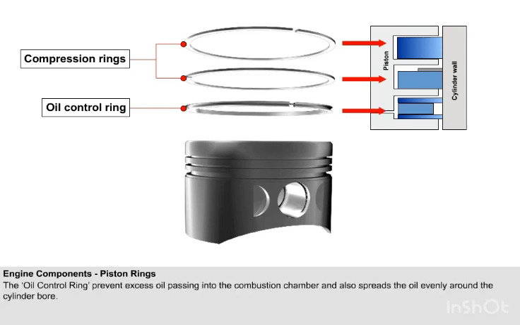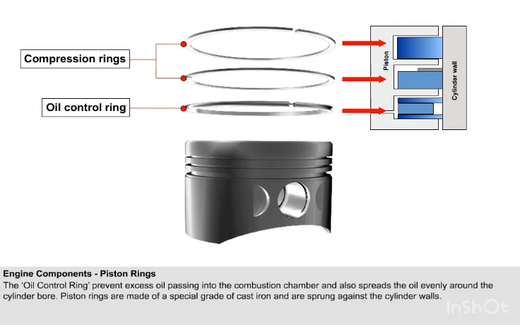The oil control ring prevents excess oil passing into the combustion chamber, and also spreads the oil evenly around the cylinder bore. Scraper rings are designed so that the bearing face is reduced in area and the bearing pressure consequently increased.